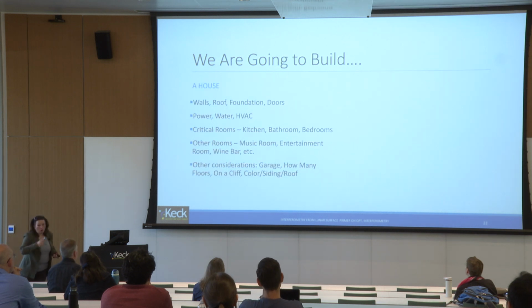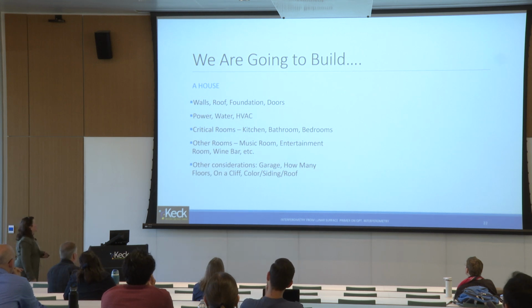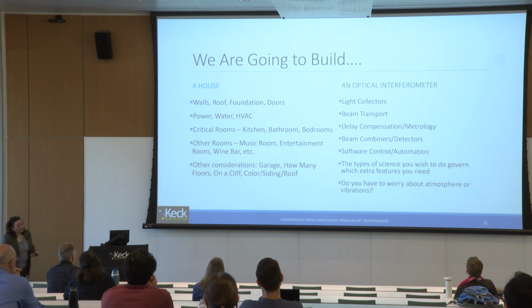All right, so back to the beginning of what we were thinking about. Let's imagine we're going to build a house. Everybody has their own favorite things they want on their house. They want walls, a roof, the foundation, doors, power, water, HVAC. You have critical rooms. You have specialty rooms. You have all kinds of other considerations. If you're building your house on the cliff by the Pacific Ocean, you're going to have extra special considerations you have to worry about. So we want to build an optical interferometer.